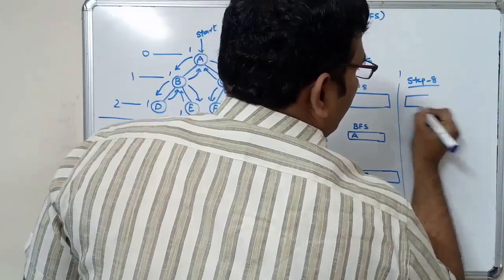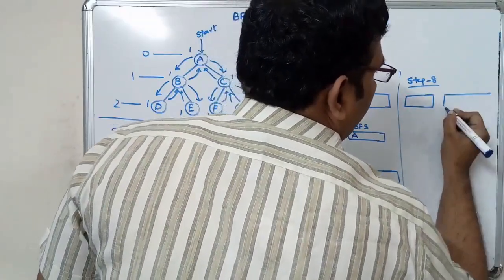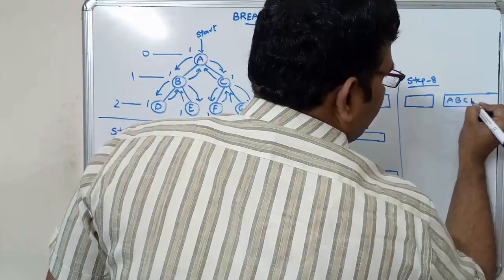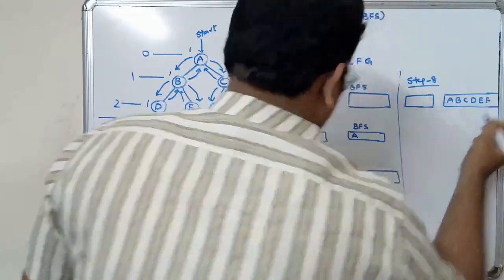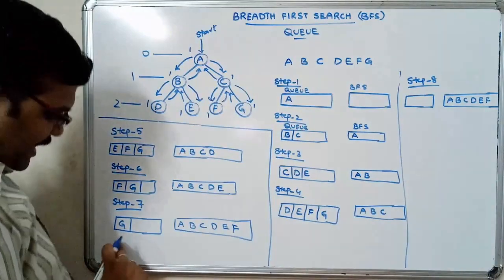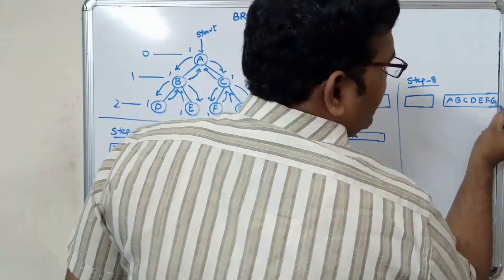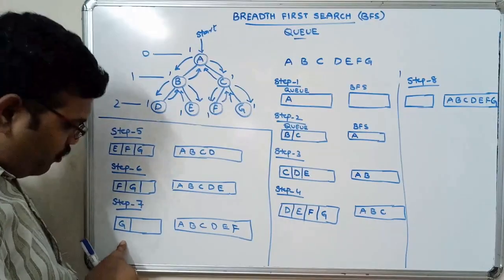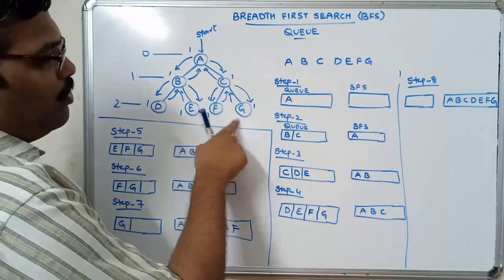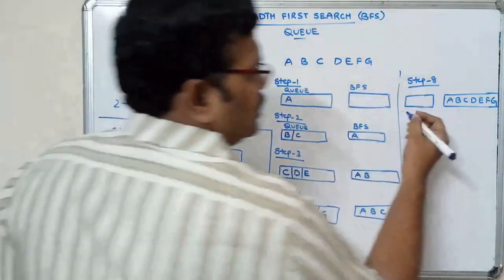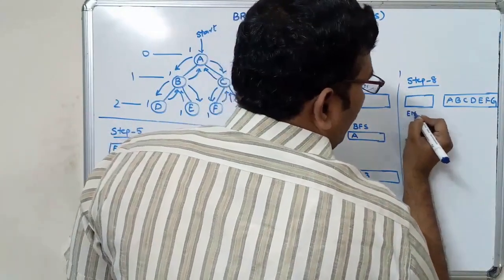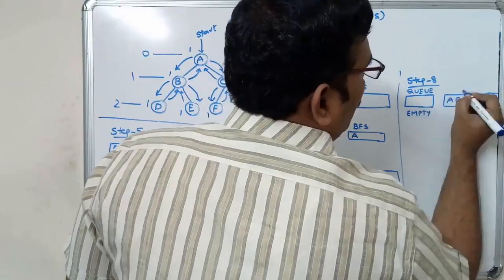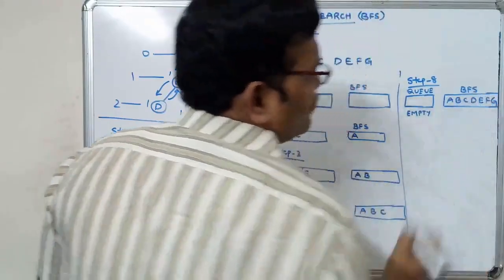Step 8. So A, B, C, D, E, F. So G is removed. So G is placed here, and we have to insert all the adjacent nodes of G into the Q. So there are no adjacent nodes for G. So here Q is empty. So this is the Q and this is the BFS.